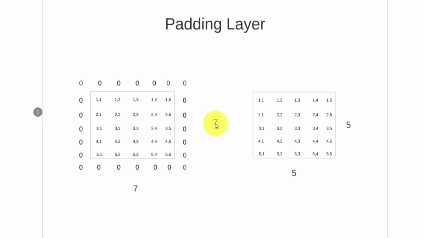Now if you use a convolution filter of a 3 by 3 matrix, 7 minus 3 is 4, 4 plus 1 is 5. So your output matrix size will be 5 by 5, which is the same as the original 5 by 5 before the padding. Hence you can keep the size of the input and the size of the output after the convolution operation to be the same.